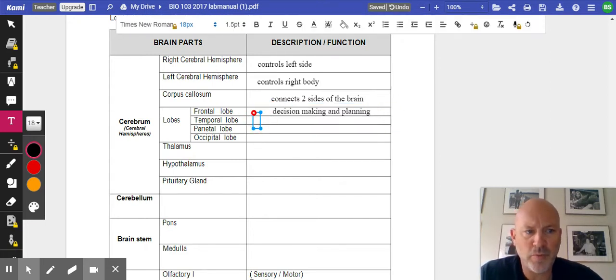The temporal lobes. This is for memory. A lot of memories. Language, hearing, especially. Big part for hearing.